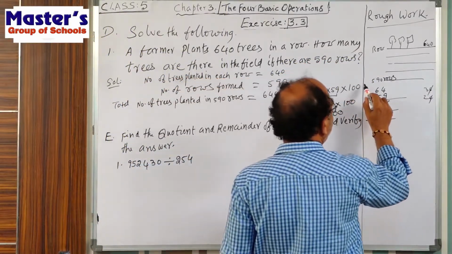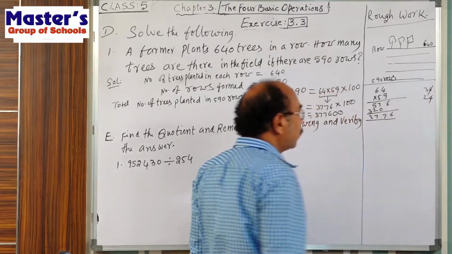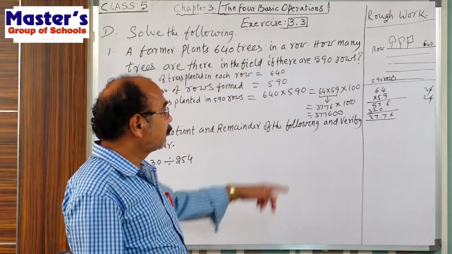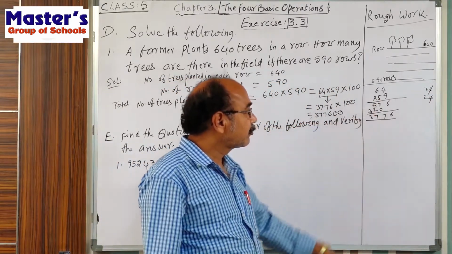Margin, you have to show the multiplication. 64, 59, show it.